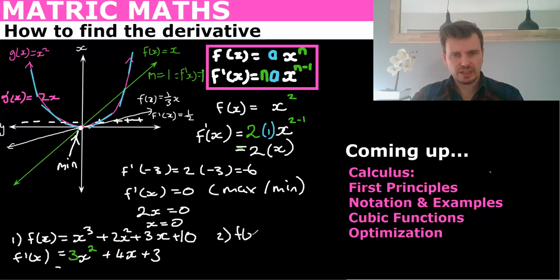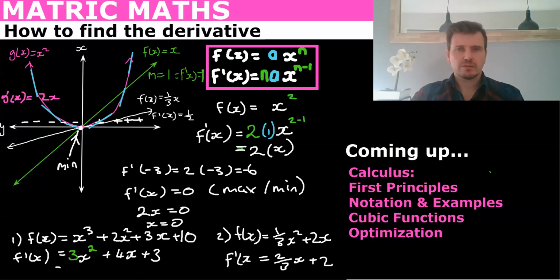Okay, one more. If I have f of x equals a third x squared plus 2x, the derivative will be 2 times a third, which is 2/3. Take 1 off that x squared, make it x, plus 2. So those are the derivatives. So pretty easy to figure out your derivatives.